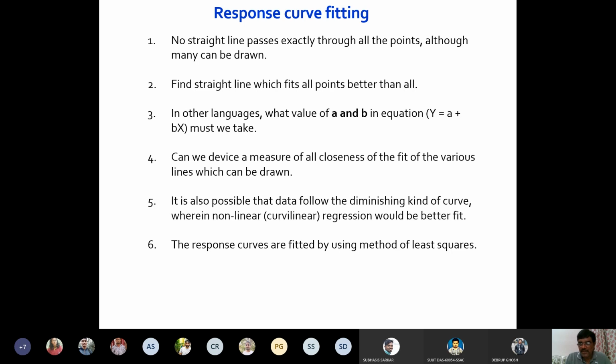When your input interval is equal, that means 0, 50, 100, 150. If your input levels are unequal, say 0, 10, 50, 70, 75, 120, something like that, then you cannot use the Fisher and Yates method. So then what method is left? This is the method of least square.